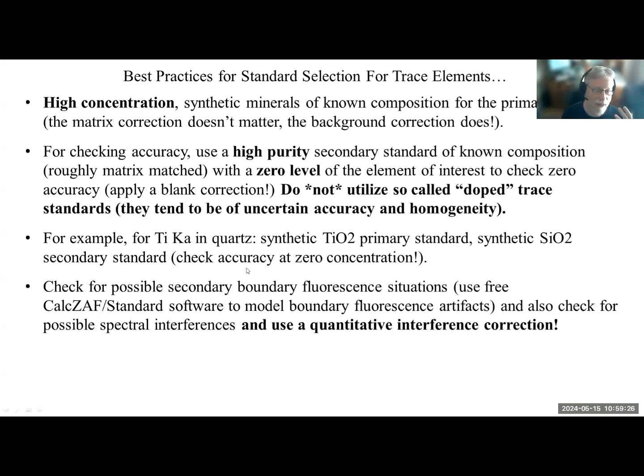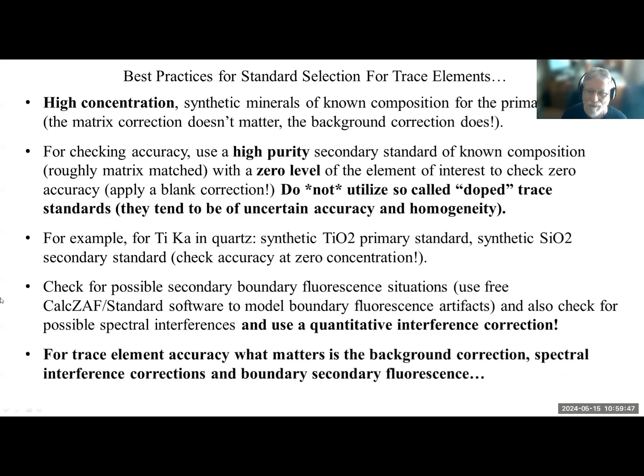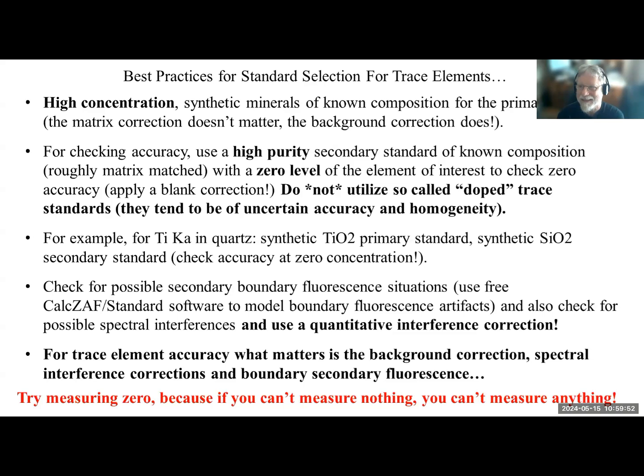I can't tell you how bad I felt when I went to an AGU talk a few years ago, and I saw all these diffusion profiles being displayed at talks, and they were all fluorescence artifacts, every one of them. It was embarrassing, and then we ended up writing a paper with Paul Asimow and Borisova. Okay, so for trace element accuracy, what matters is background correction, spectral interference, and boundary fluorescence. And this is something that Mike Jercinovic said to me, and it's absolutely true. He said, try measuring zero, because if you can't measure nothing, you can't measure anything.